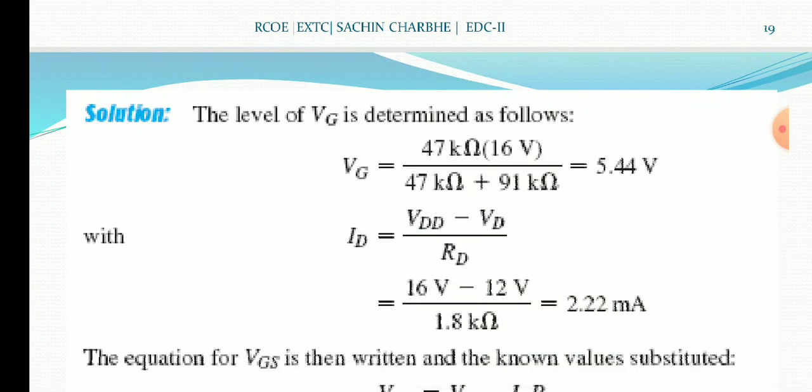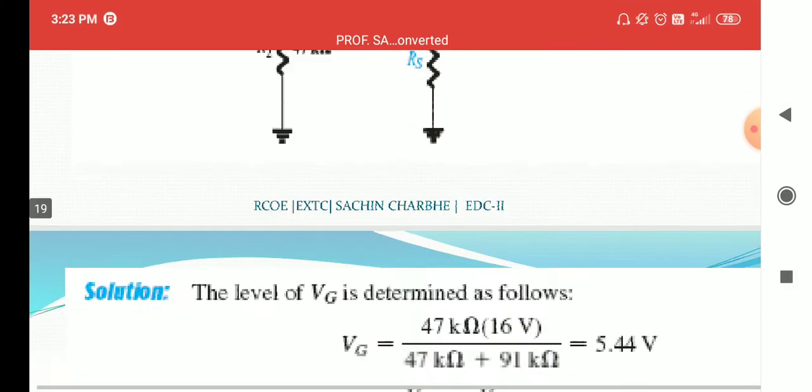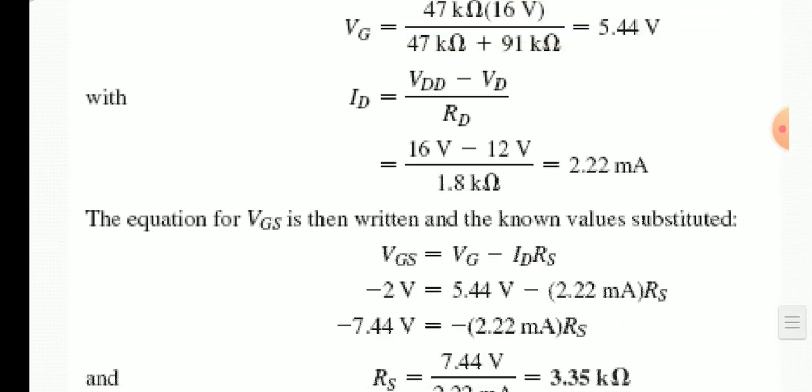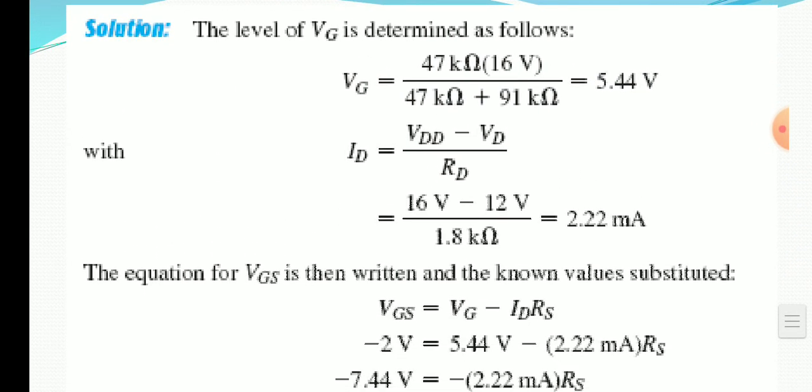The level of Vg is determined first. We have to calculate Vg, that is R2 into VDD divided by R2 plus R1. So 47 kilo ohm into 16 volt divided by 47 kilo ohm plus 91 kilo ohm, we will get the gate voltage of 5.44 volt. Similarly, the drain current is also calculated: VDD minus VD divided by RD. So 16 volt VDD minus VD, which is 12 volt drain voltage, nothing but the output voltage given in the figure, divided by 1.8 kilo ohm, the RD. So we will get the value of 2.2 milliampere.